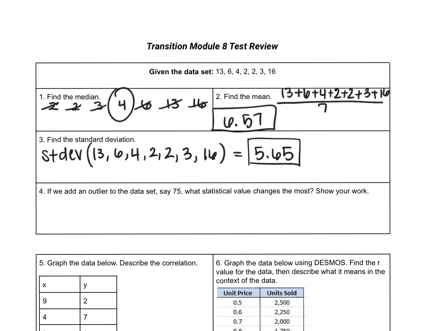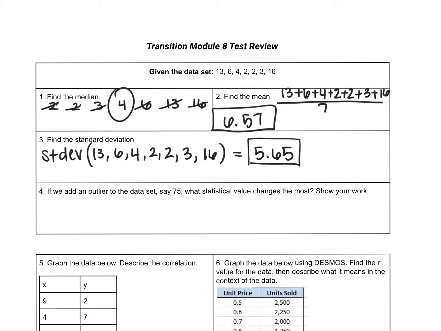So a larger standard deviation here is to be expected since we have those 2 numbers, 13 and 16, which are really far away from most of our data points, and they actually pull the mean to be a higher number than if we had just had 2, 2, 3, 4, and 6. So that leads us to number 4.